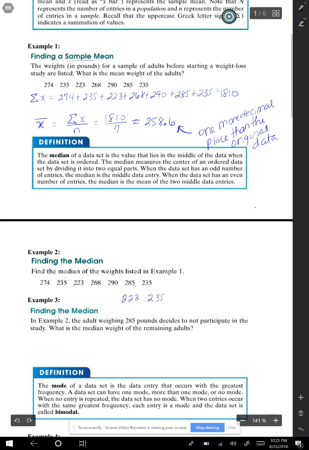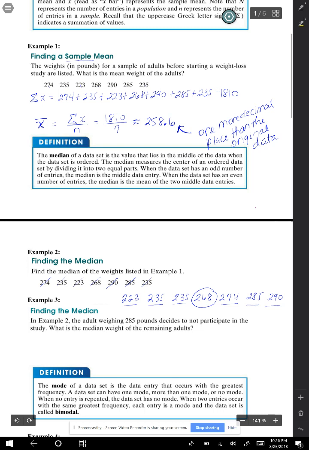And if you want to mark these out as you go, you can keep up with them a little better. And then another 235. And then we have 268. And then 274, 285, and 290. And what you're doing is you're finding the number that's in the middle. So there's 1 on each end, there's 2 on each end, 3 on each end, and if you take those out, or if you keep up with that, that means that 268 is right in the middle. So the median here would be 268.